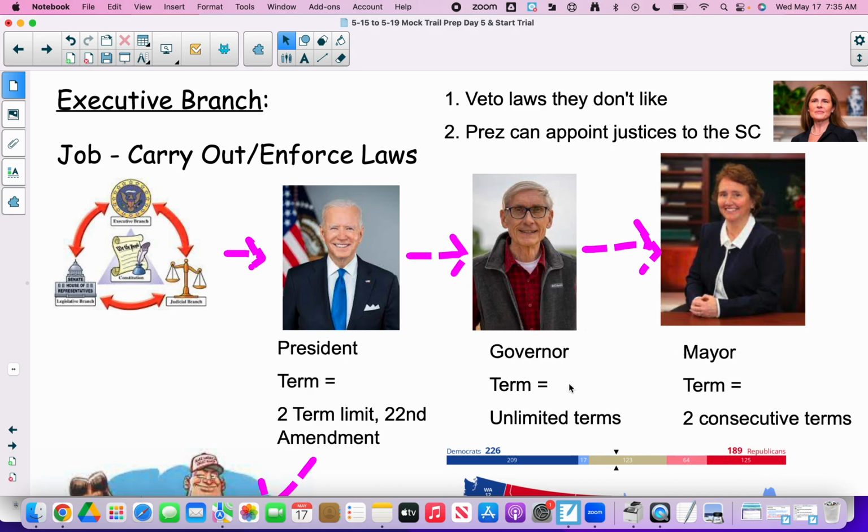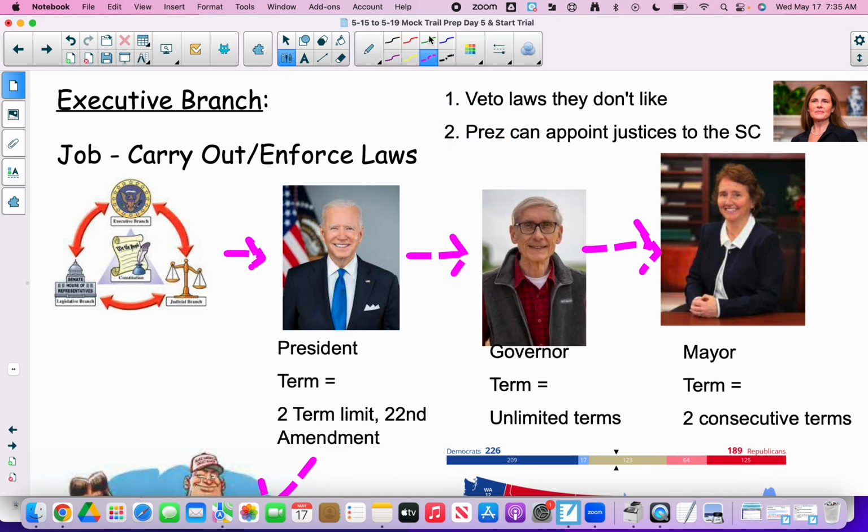For governor, they have a 4-year term. I should probably write some of this down for you. They have a 4-year term, and they can serve unlimited terms. So Tony Evers here, he could run for governor as many times as he wants. As long as he wins re-election, he can keep doing it.